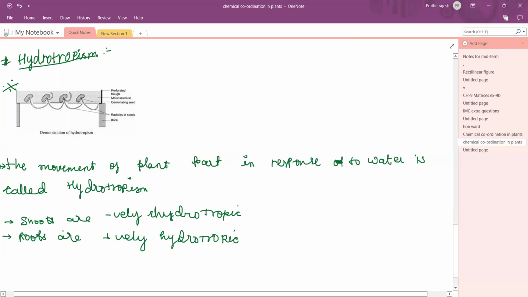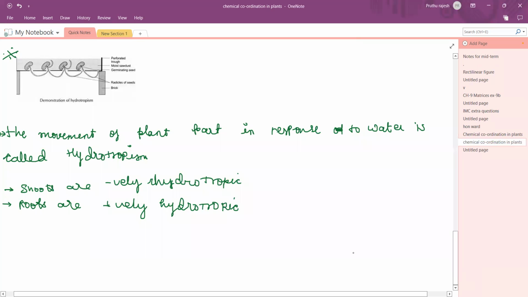So hydrotropism is also finished. So I'll explain hydrotropism. The movement of plant part in response to water is called hydrotropism. And this diagram is very important. When we do the second part of this chapter on phytohormones and some important questions, this question also comes. So now let's go and finish thigmotropism and chemotropism together.